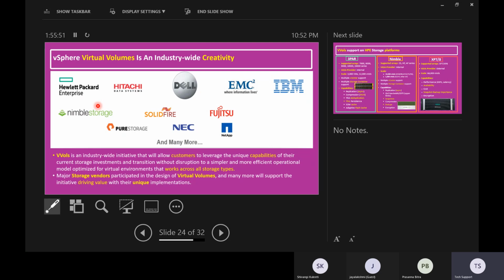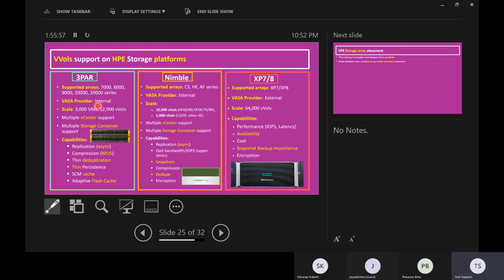Now I'm going to explain some specifics related to HPE storage. For our easy understanding, let's look at virtual volume support on HPE storage platforms. I took three examples, but not only these three, we have so many HPE models. I just took three models: HPE 3PAR, most popular for virtual volume support, Nimble Storage, and also XP7 and XP8. XP8 is the latest version.